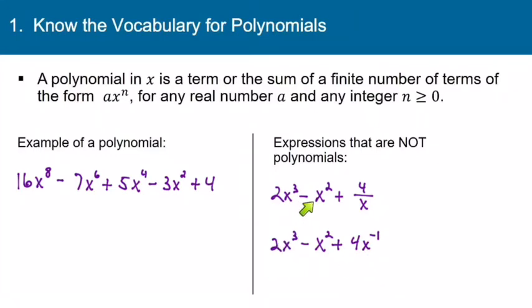Notice, by the way, that these two expressions are exactly the same. It's just that these last two terms look different because with this one we have x to the negative first in the top, and with this one we've used the negative exponent rule to move that x to the bottom. But anyway, neither one of these is a polynomial.